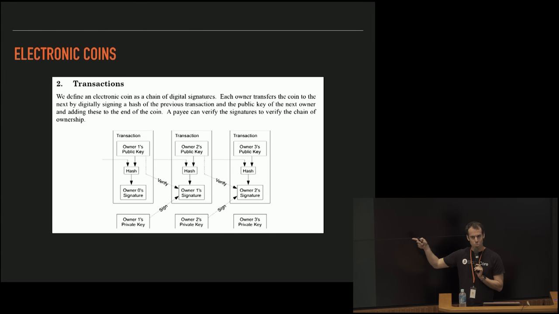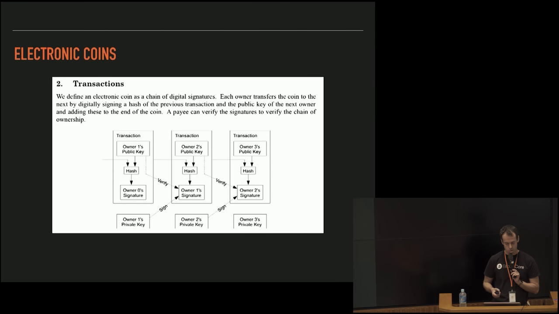Okay, electronic coins. This is an extract from a document. Does anyone recognize which document this is from? Yeah, okay, this is section 2 of the Bitcoin white paper, describing what an electronic coin is. So we define an electronic coin as a chain of digital signatures. Each owner transfers the coin to the next by digitally signing a hash of the previous transaction and the public key of the next owner and adding these to the end of the coin. A payee can verify the signatures to verify the chain of ownership.